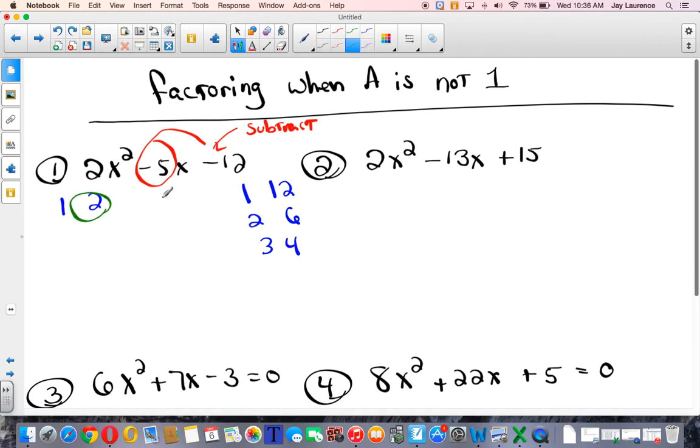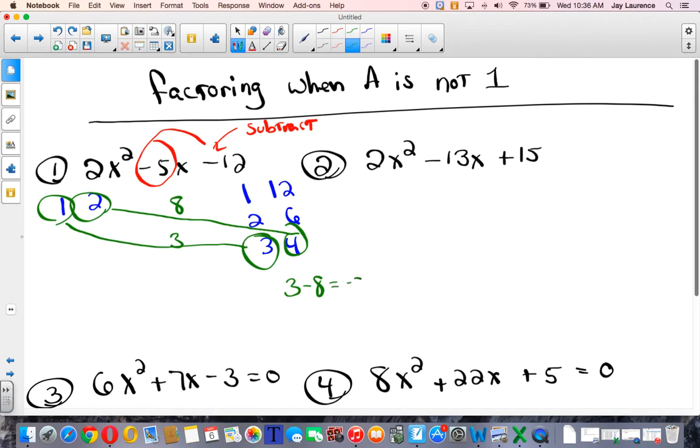How about 2 times 4, which is 8, and 1 times 3, which is 3. And what subtraction problem do I want? I want 3 minus 8, so I get negative 5. There we go. Here's how simply this factors.